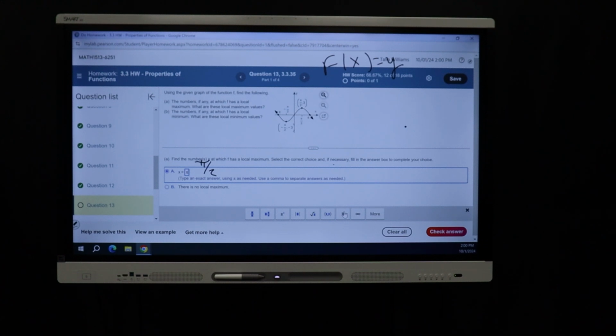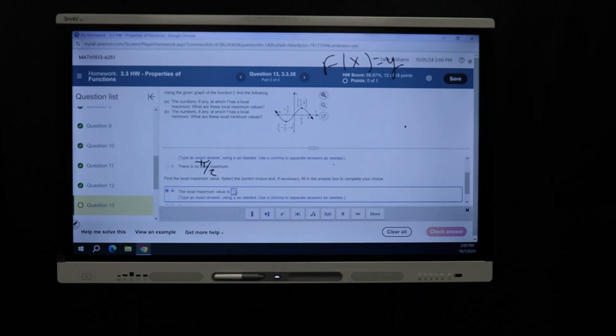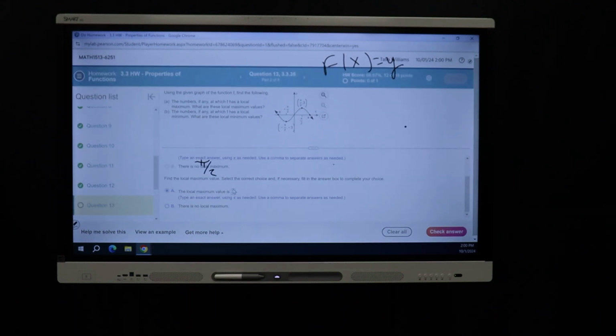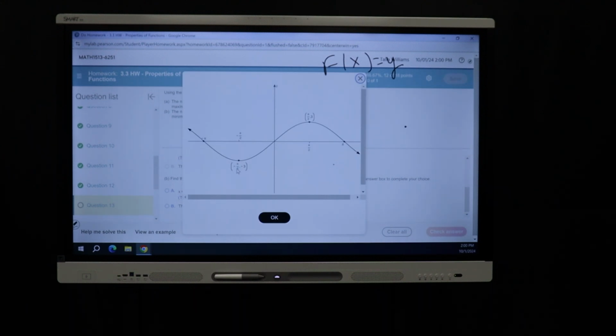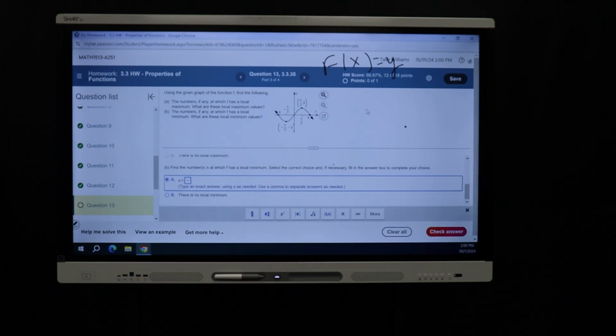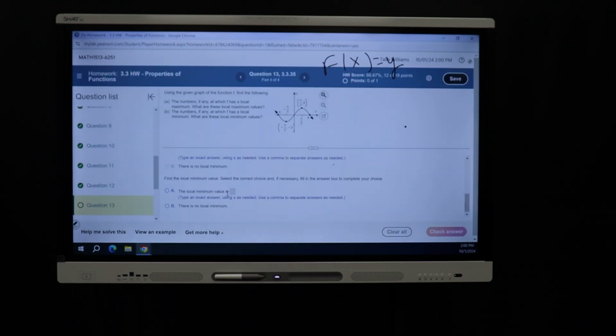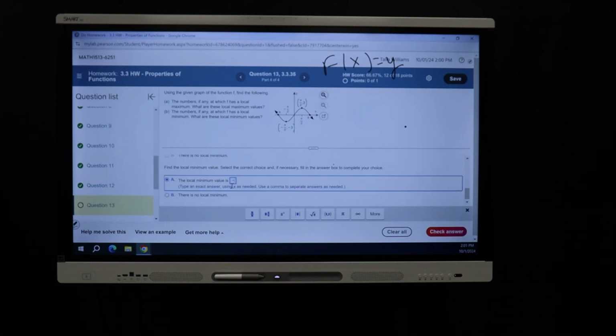Pi over 2, because that is the x value there. And then our y value, the local maximum value, is the y value 3. And then on the counterpart of that, they are asking for the minimum. Our minimum was at negative pi over 2, and our minimum value is negative 3. So negative pi over 2, and that value, when it's negative pi over 2, is negative 3.